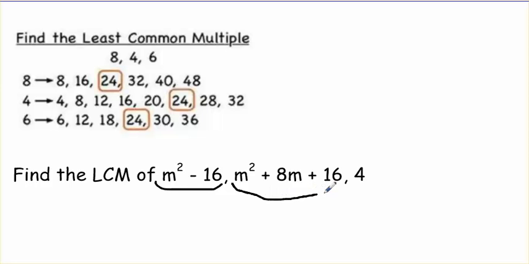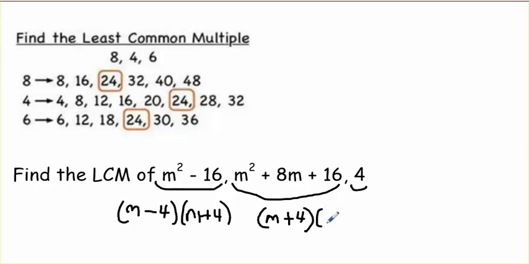Now if I'm down here and I'm looking at these being my denominators, I've got m squared minus 16, m squared plus 8m plus 16, and 4. I'm going to break this into its factors. This is going to be m minus 4 and m plus 4. This one's going to factor into m plus 4 times m plus 4. And this one's just going to be, of course, 4.